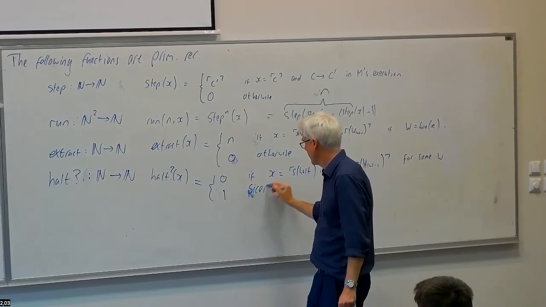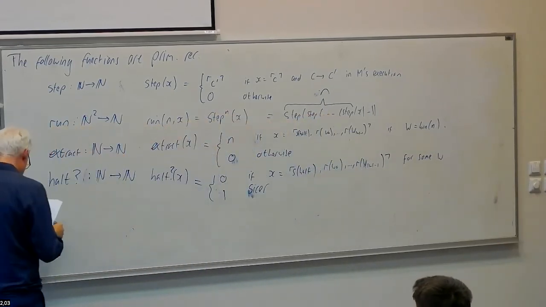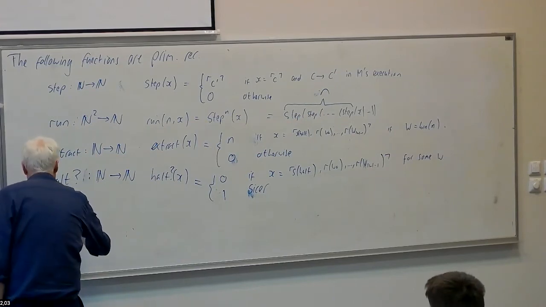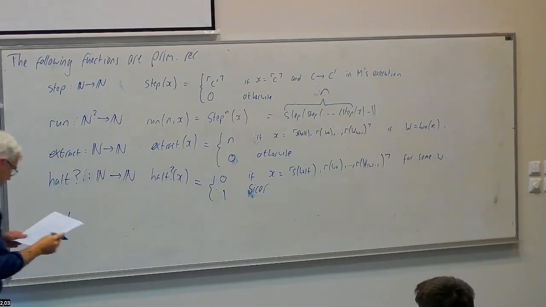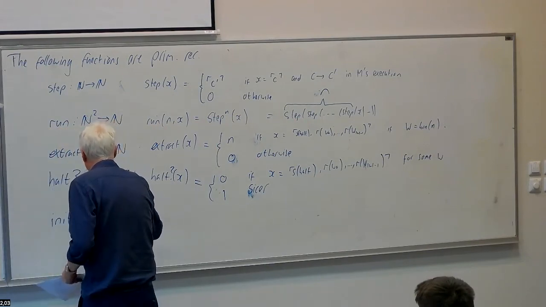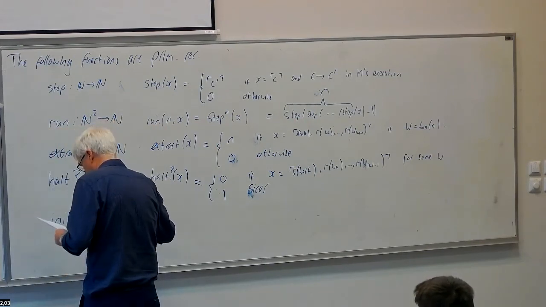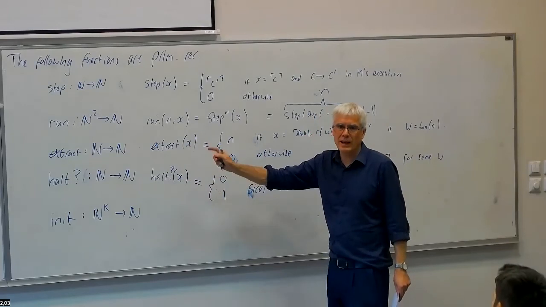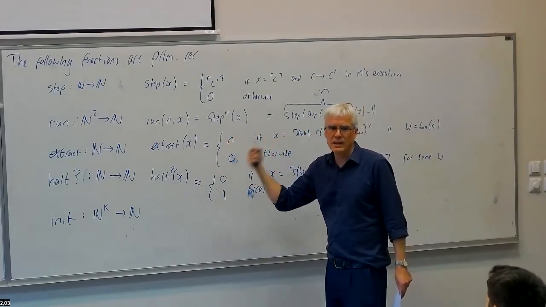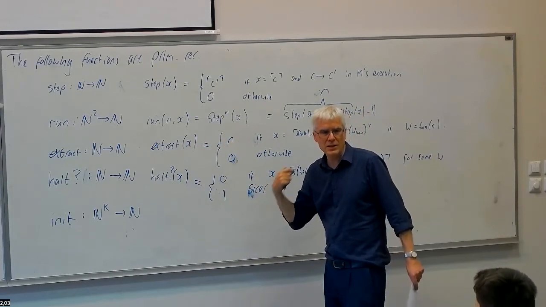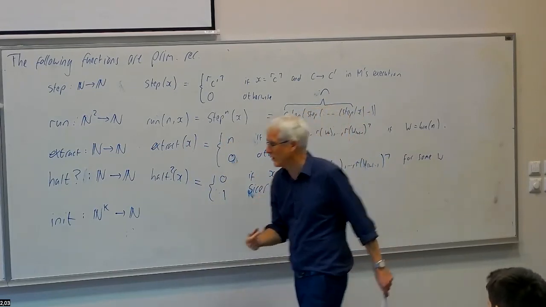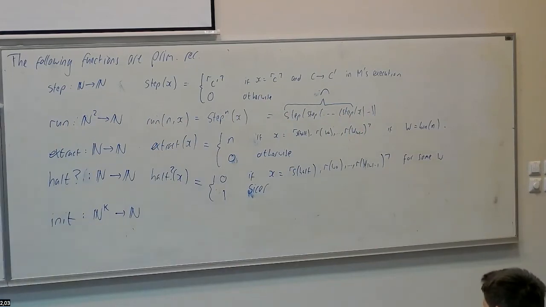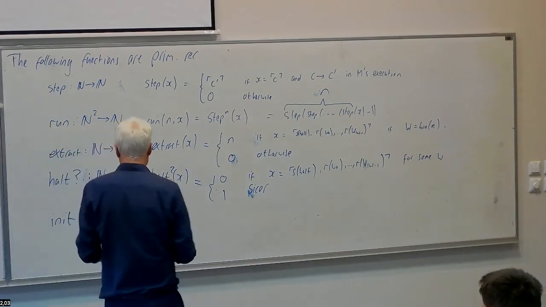I said I was going to write Sitzer next time, so let's write Sitzer because it's shorter. And in it, from n to k to m. So extract and halt are about how to deal with the end of the computation. Init is going to set up the initial configuration that we want to run the Turing machine on. So init is going to take our k inputs and set up the initial configuration of the Turing machine.